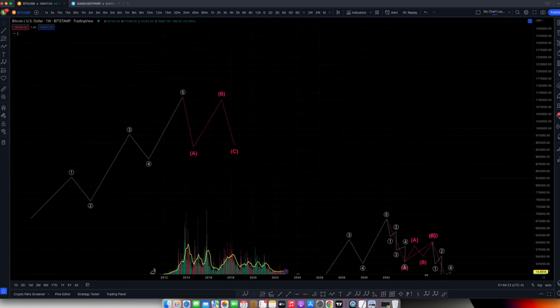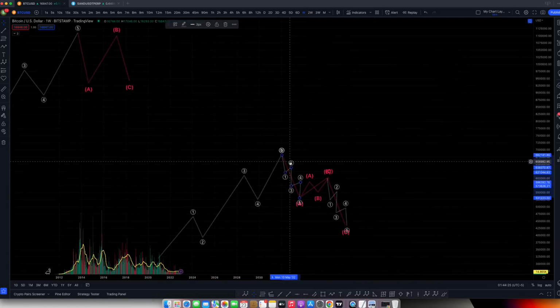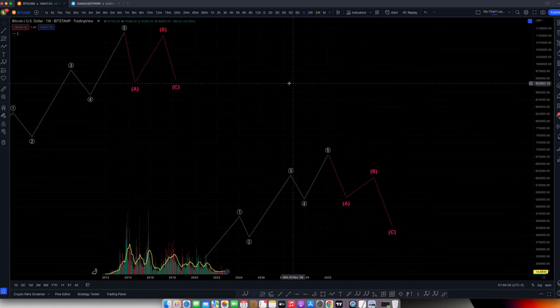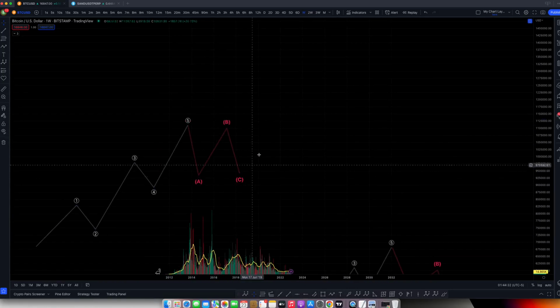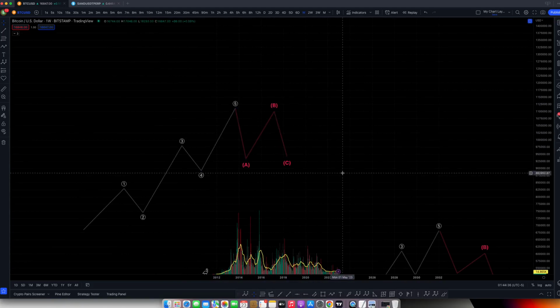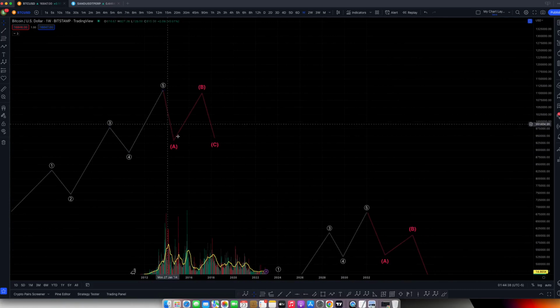So zigzag is this, right? So let me just delete the subwaves. Zigzag is this 5-3-5 pattern. A flat is a 3-3-5 pattern, right? So you will have 3 in A, 3 in B, and 5 in C. So keep this in mind. So we're talking about flat.